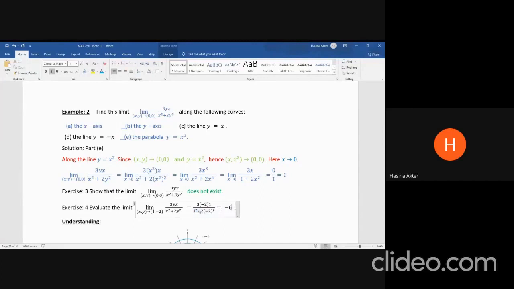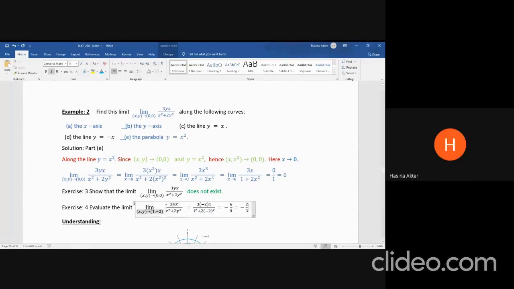So the domain is negative 6 divided by what we get from the denominator, 4 times 9. Which means this is negative 2 by 3. So this is the limit. Look at the exercise.